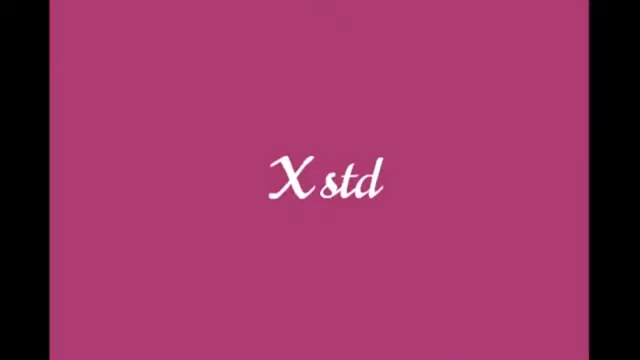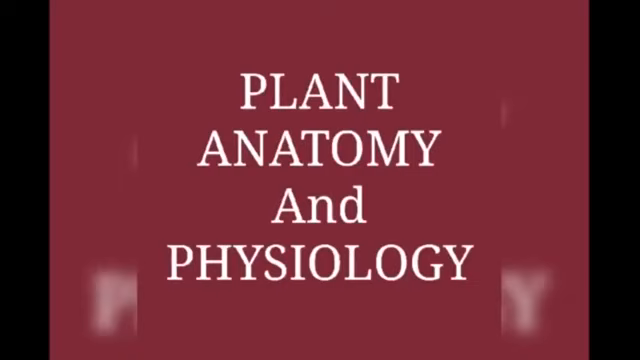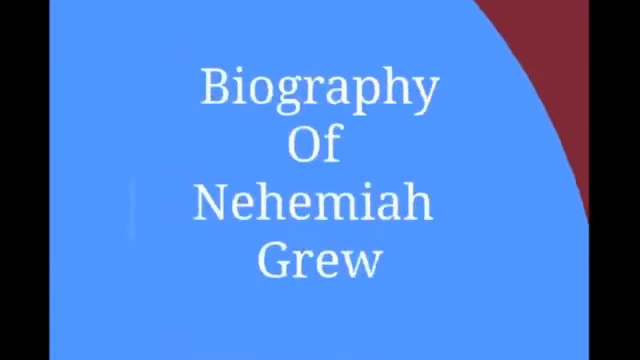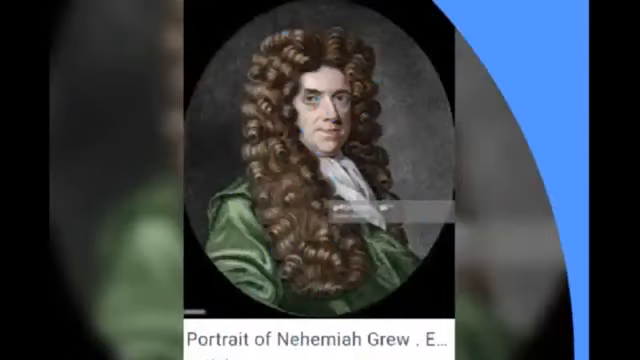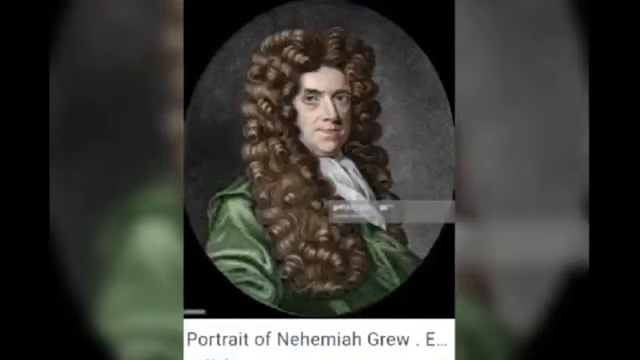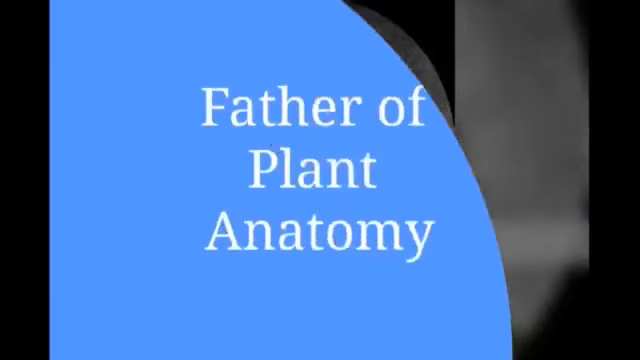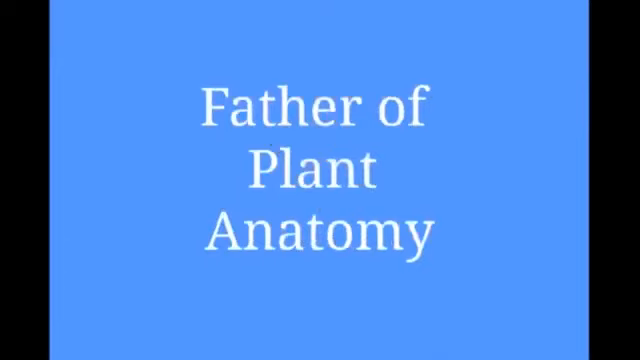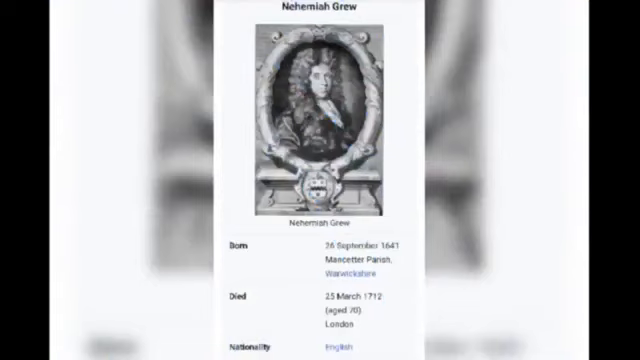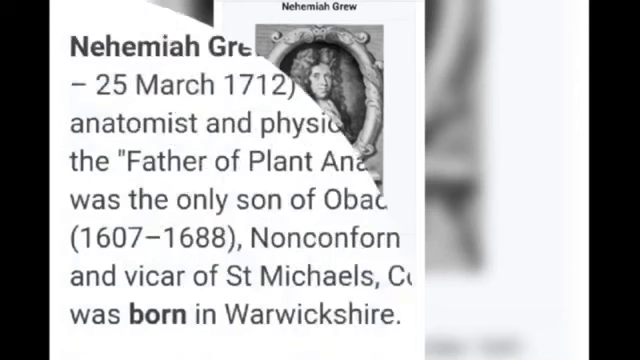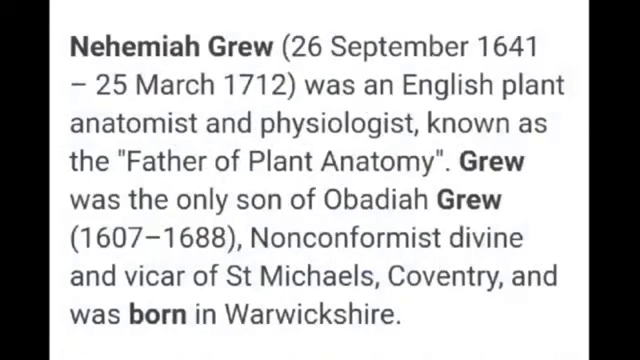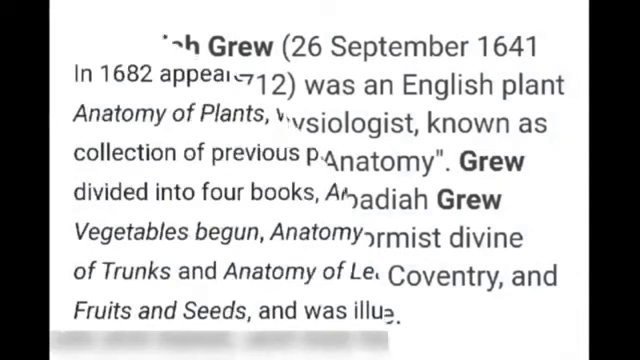Keep learning. Plant anatomy was formulated by the person called Nehemiah Grew. Nehemiah Grew is called the father of plant anatomy. He was an English botanist and the only son of his parents, Obadiah and Nehemiah. He was born on 26 September 1641 and he died on 25th March 1712. His contribution is great in the field of biology. He was a non-conformist divine.